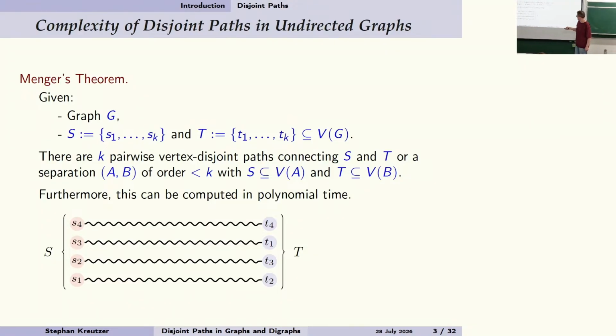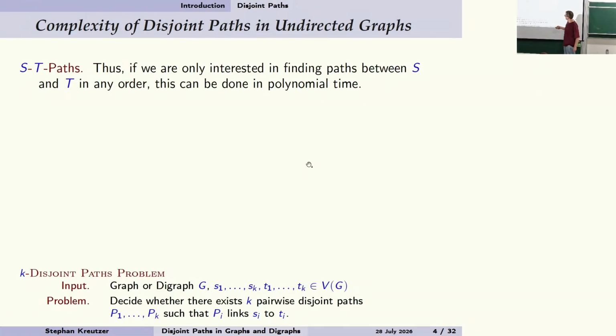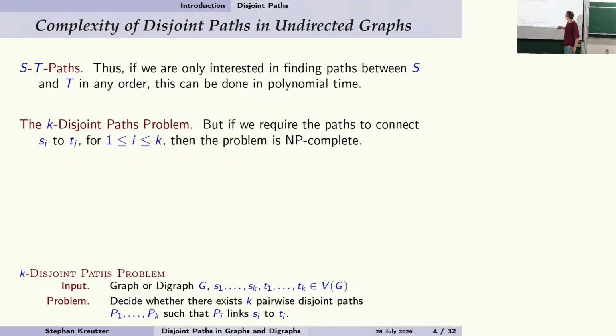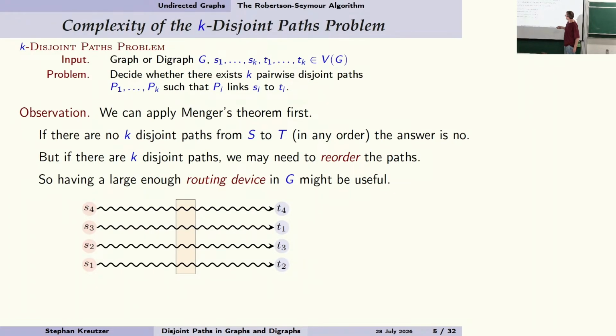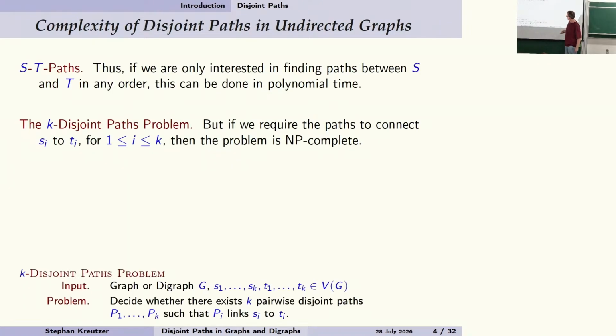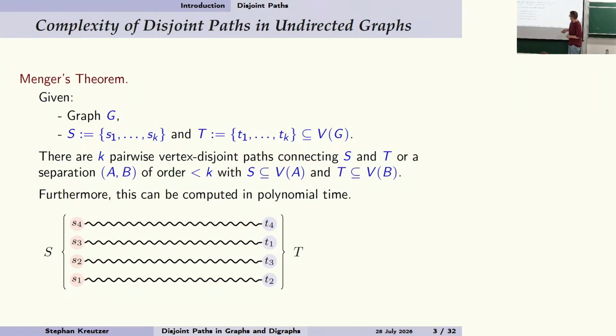Yeah. And if these paths do not exist, then we get a witness for an obstruction, namely a separation here. Just we get a separation here of order less than k, so fewer than k vertices that separate the left from the right. Okay.